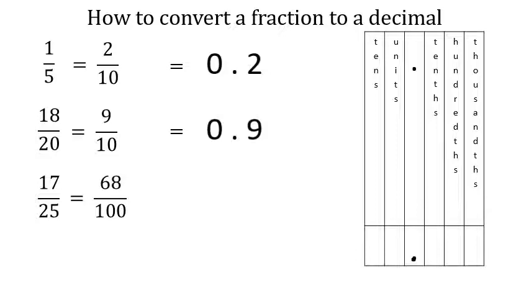17 and 25 can both be multiplied by 4, getting 68 over 100. We know that a denominator of 100 means hundredths, and we also know that the second decimal place is the hundredths column, so we just need to put the 8 in the hundredths column, and all the digits to the left of the 8 in the fraction are left of the 8 in the decimal too.